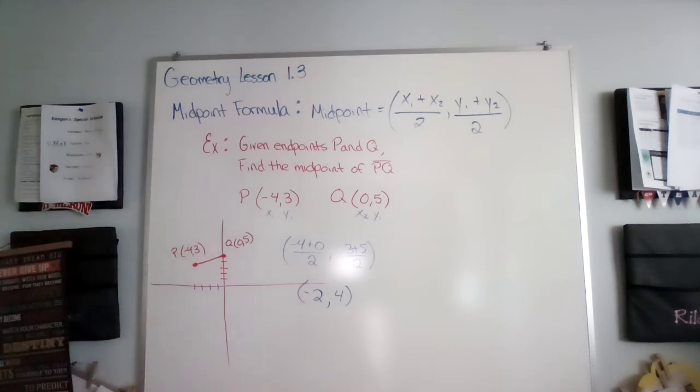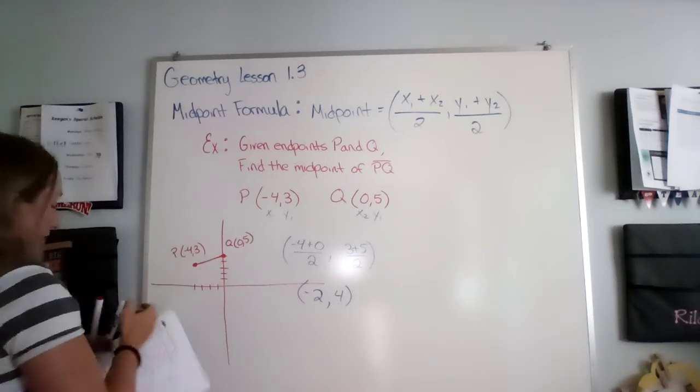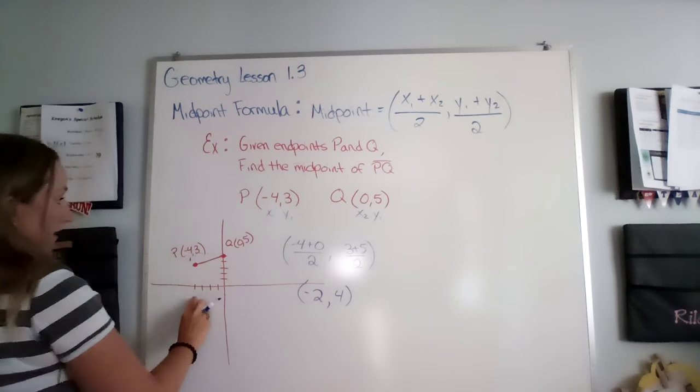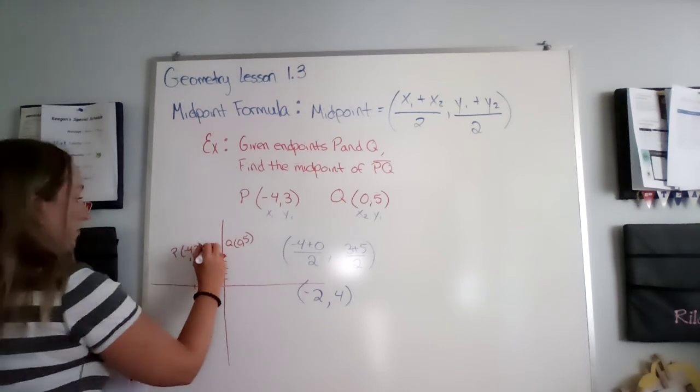Now I said I was also going to show you using the graph and using rise and run. So from this point to that point, if I was to talk about rising and running, I'd have to rise 1 unit and run, -4 to 0, I'd have to run 4 units.